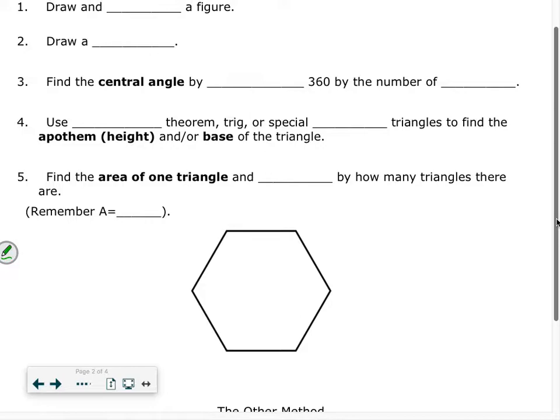Now I'm going to start with this hexagon down below. We're going to split the hexagon into triangles. So you'll see that this hexagon is really just 6 triangles added together. So what we're going to do is find the area of one triangle, and then in this case multiply it by 6, or however many triangles we have.